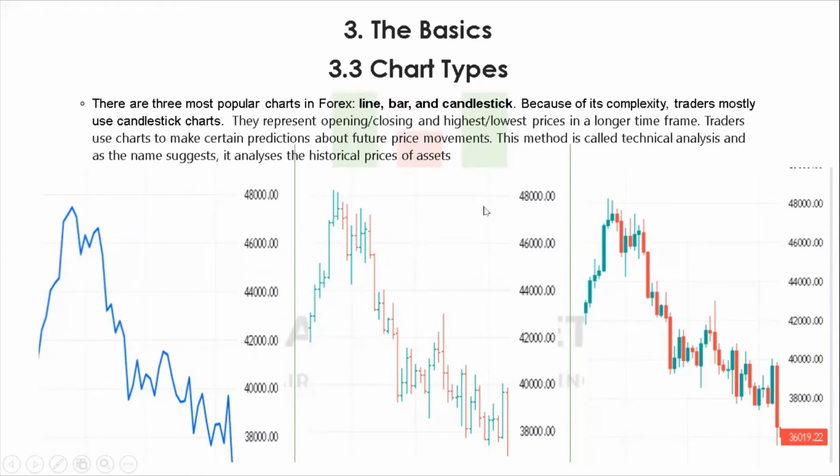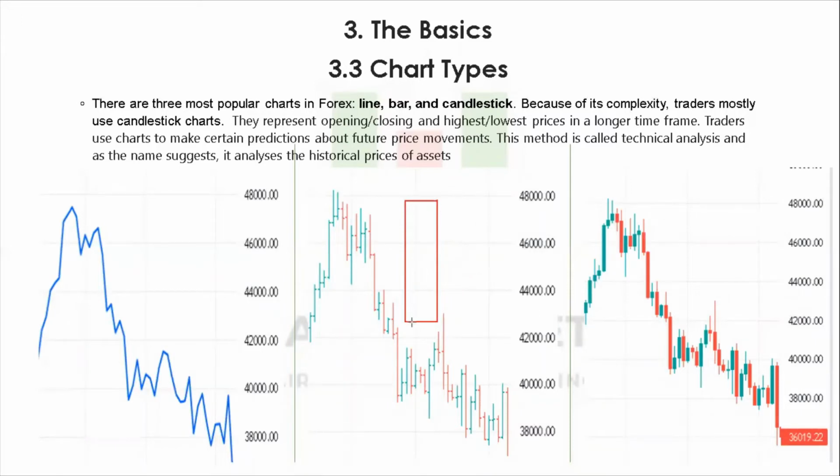The third one is what we mostly use. Me personally, I mostly use the line chart and the candlestick chart. So the third one is the candlestick. As you can see, candlesticks have wicks. You can actually see it properly. So how a wick works is, say this is the body of the candle, right? Now I understand that.